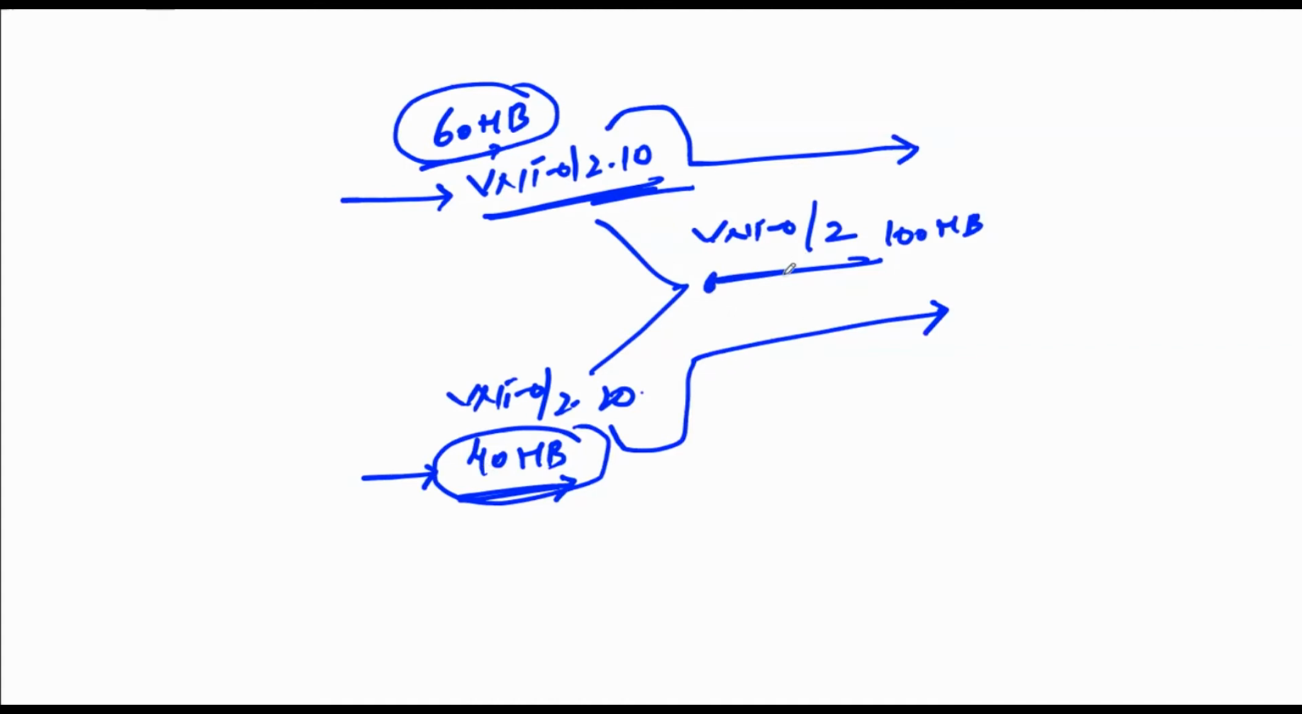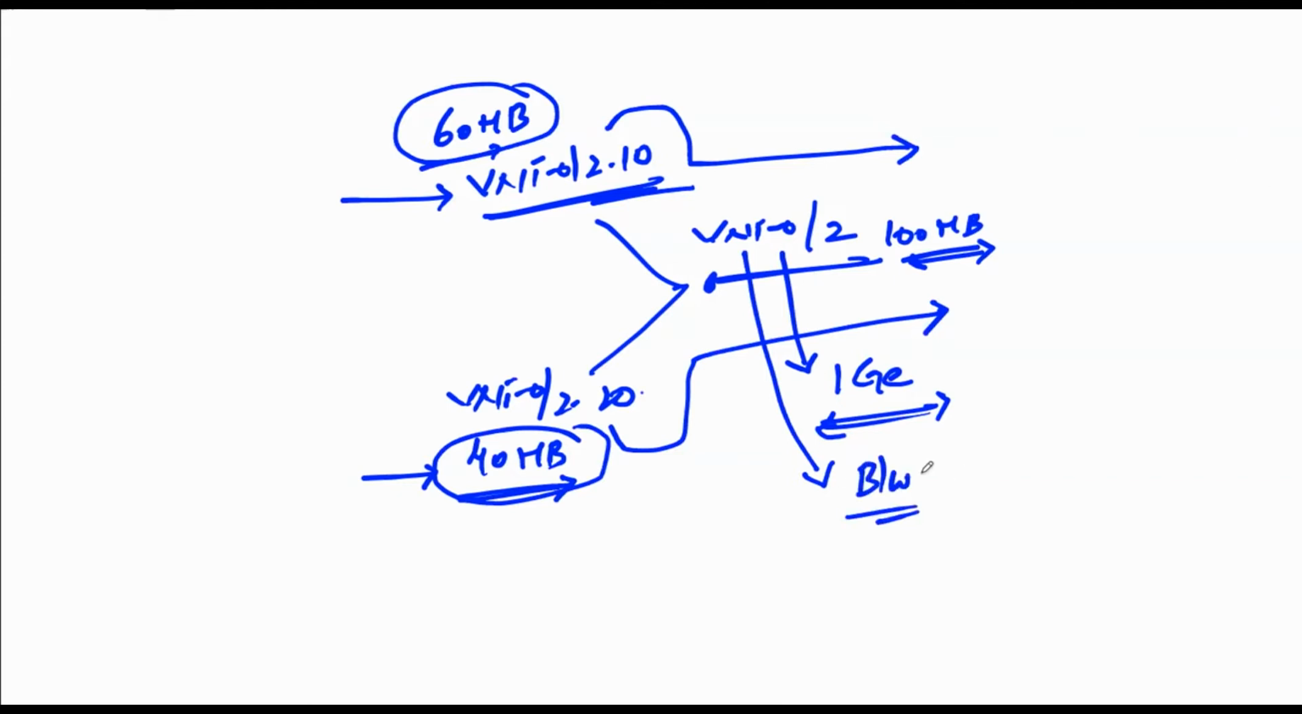Now, when it comes to the physical interface, though you get a 100 MB link, the device will still consider it as a 1 gig interface. We have to go to this device explicitly, and under the physical interface, you have to mention the bandwidth value. 100 MB, you have to mention it.